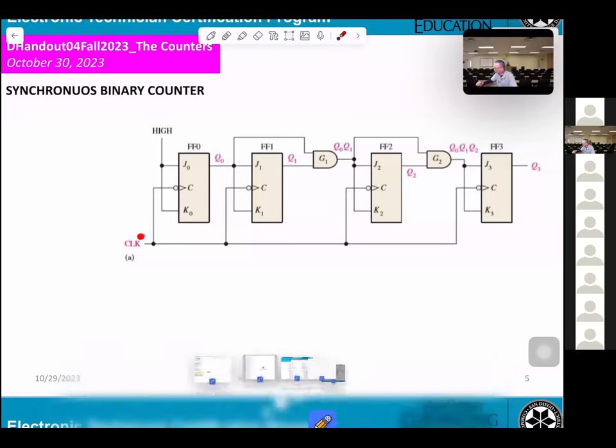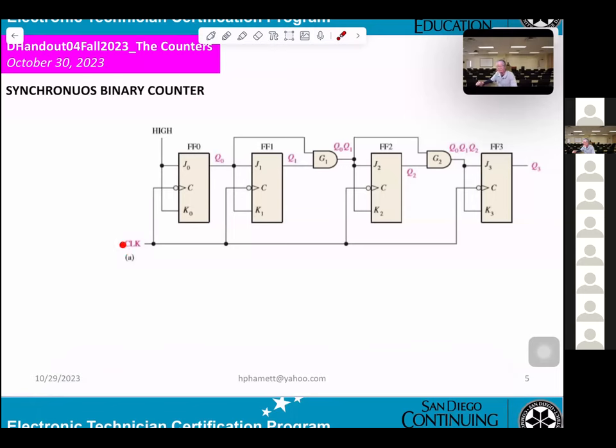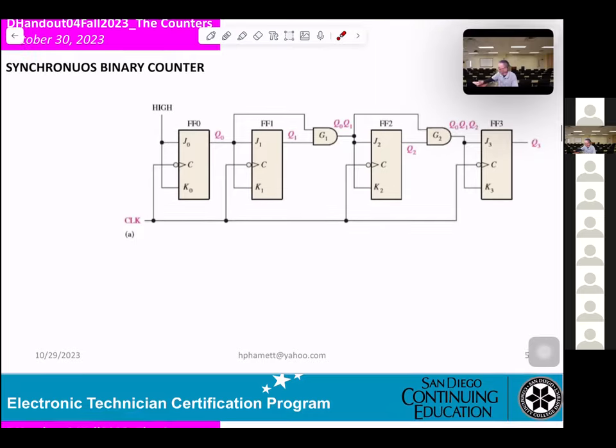By looking into the clock here, if the clock connects to the clock input of each of the flip-flops, that means synchronous counter. Otherwise, if the clock goes to only the first flip-flop, and the next flip-flop gets the clock from the Q0 and so on, that will be an asynchronous counter.